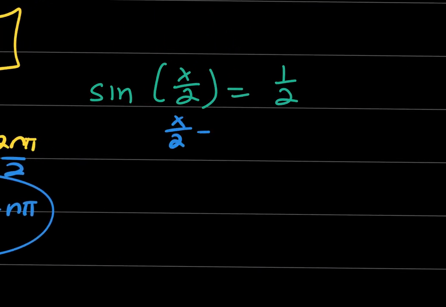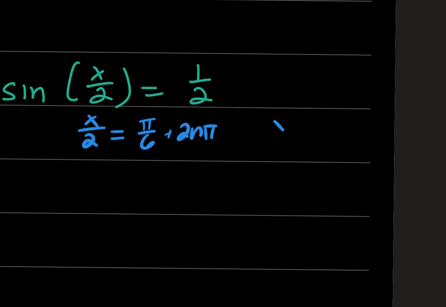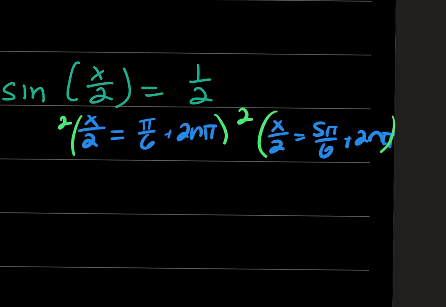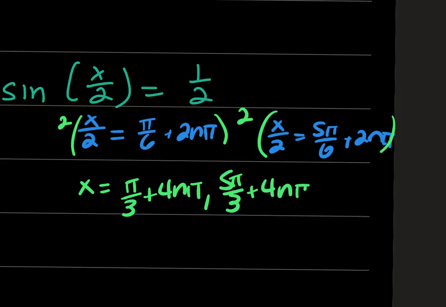I'm going to say x over 2 equals where sine is 1/2, which we just said was pi over 6, plus 2n pi, and also 5 pi over 6, plus 2n pi, and this time we're going to multiply by 2. So x equals pi over 3 plus 4n pi and 5 pi over 3 plus 4n pi.